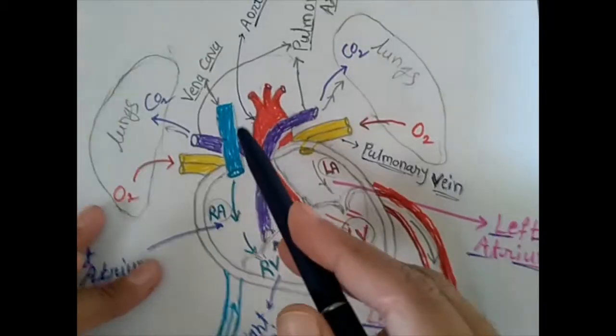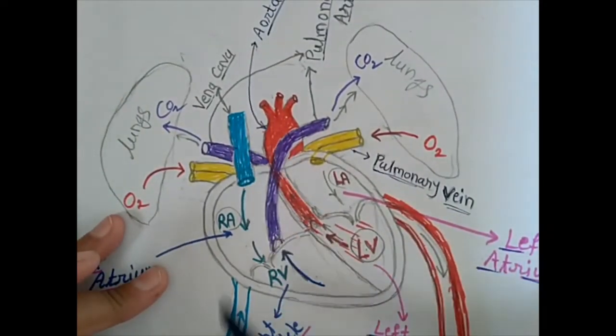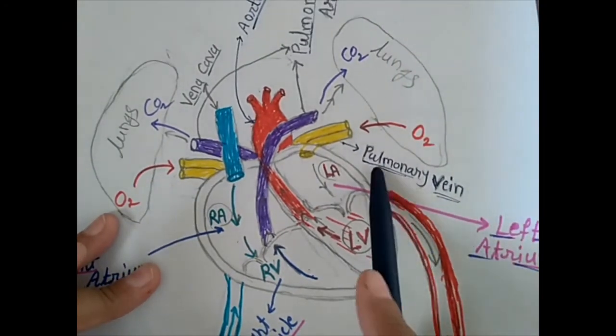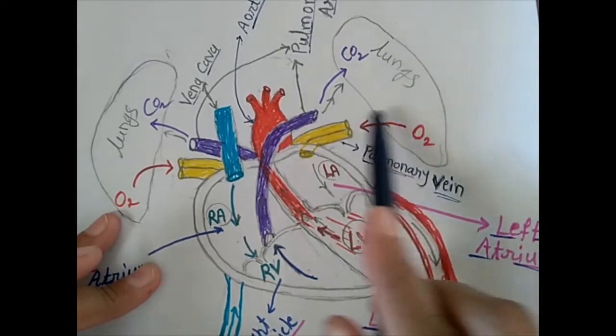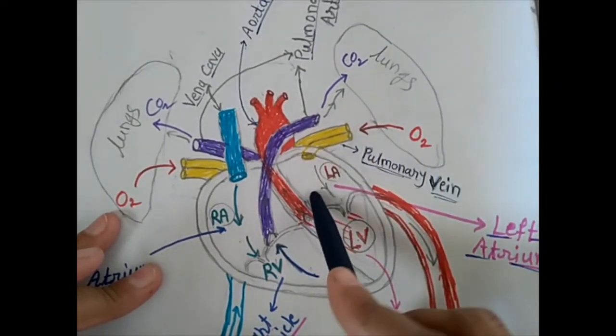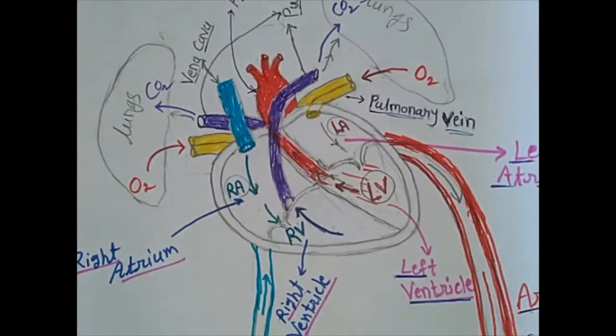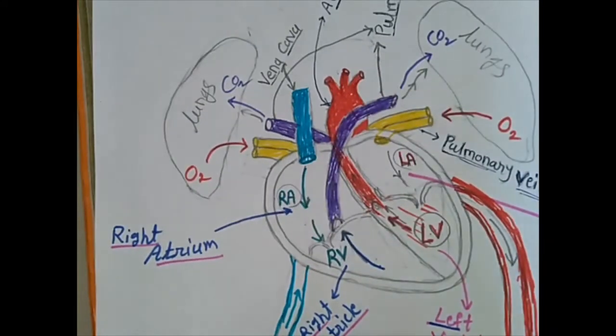Otherwise vein always carries the deoxygenated blood, but only the pulmonary vein carries oxygenated blood from the lungs towards the heart. So this was about the circulatory system. I hope you understood through this diagram.